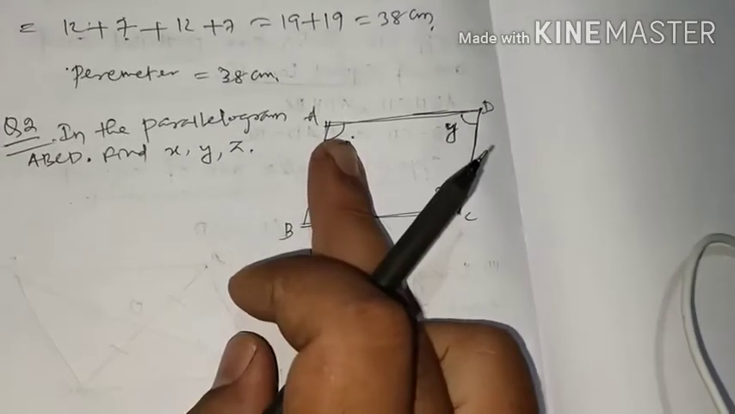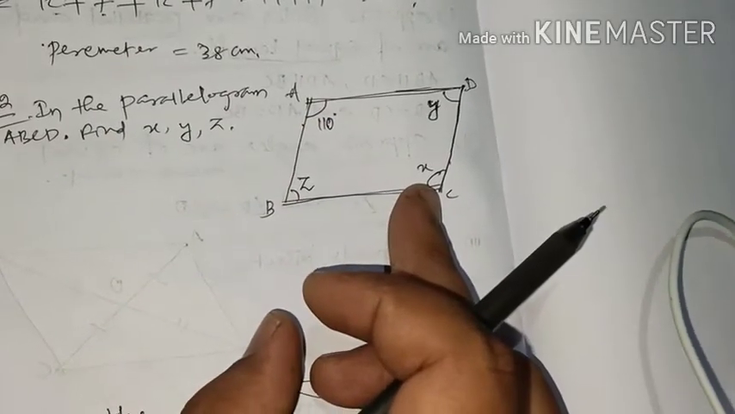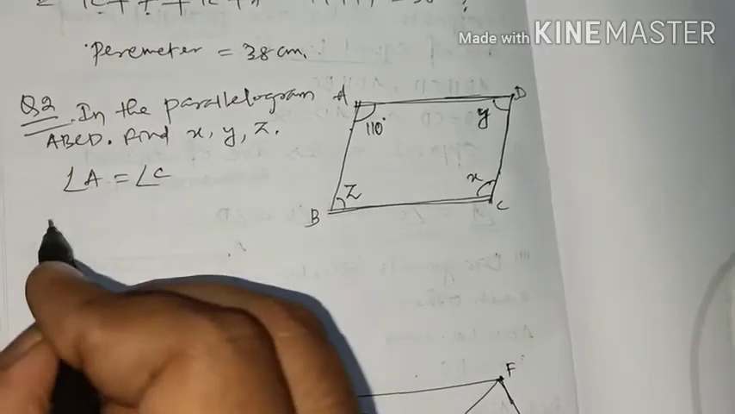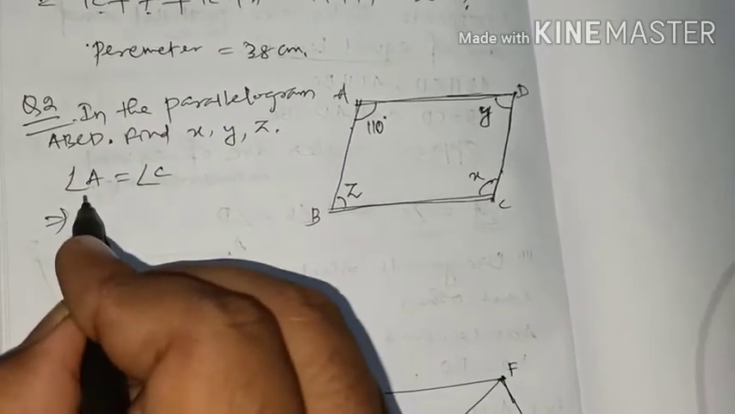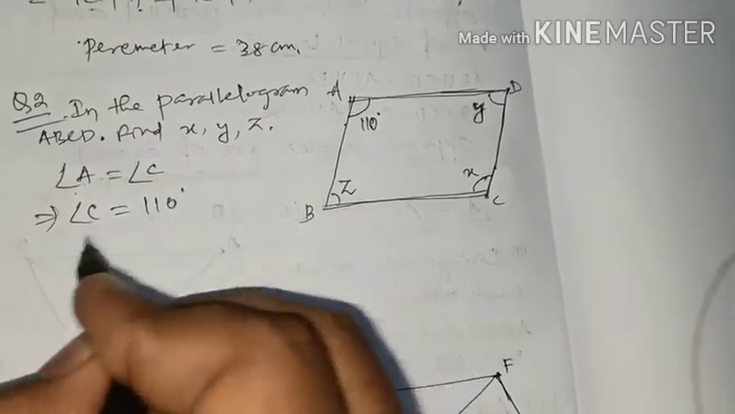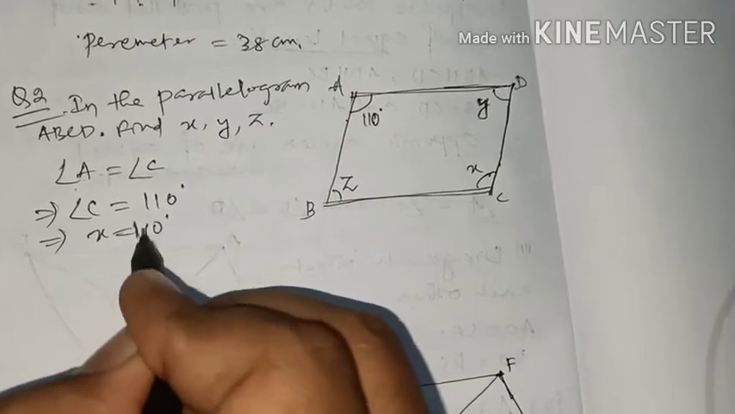So the opposite angle of A is equal to C. So angle A will be equal to the angle C. So angle A is equal to 110 degree. So angle C also will be equal to 110 degree. You know that angle C is X. So X is equal to 110 degree.